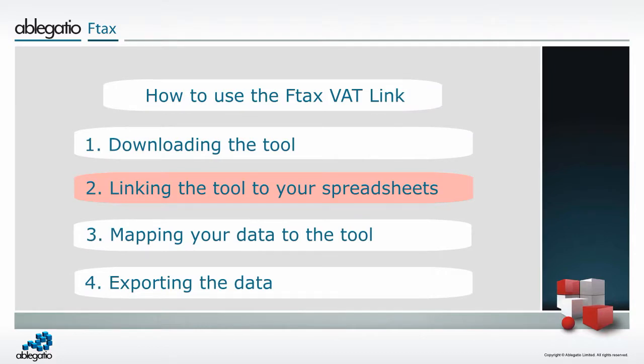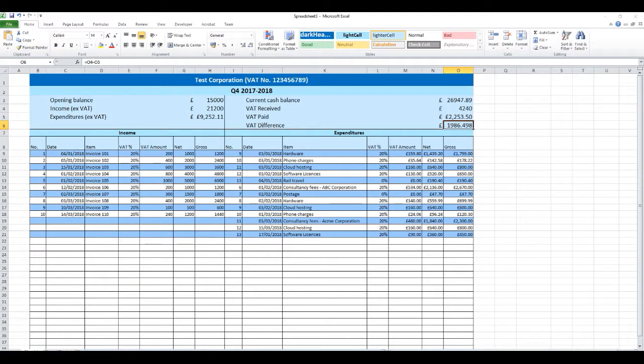Next, you need to link the tool to your existing spreadsheets. Begin by opening your existing Excel spreadsheet. For the purposes of this video, we will use a spreadsheet which contains data. You may prefer to use a template, which contains only your formulas and formatting, and which can be copied and populated for each client and/or quarter.